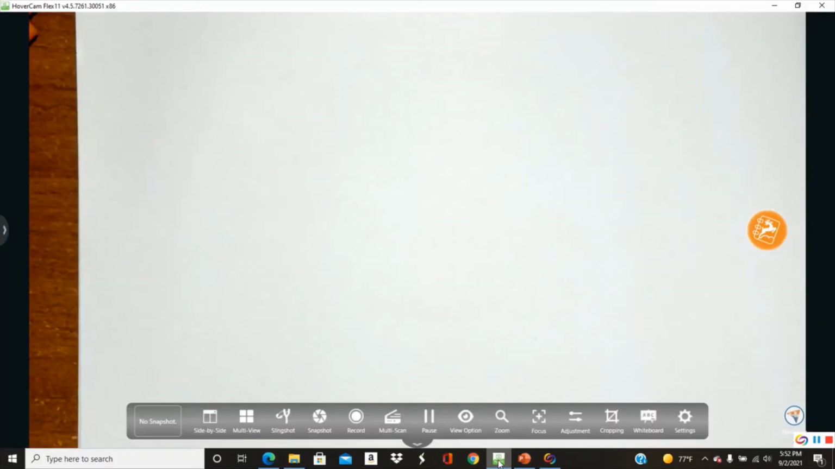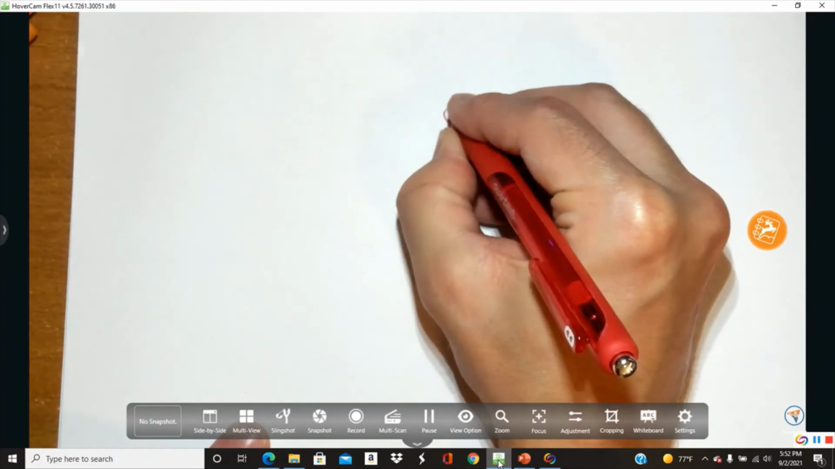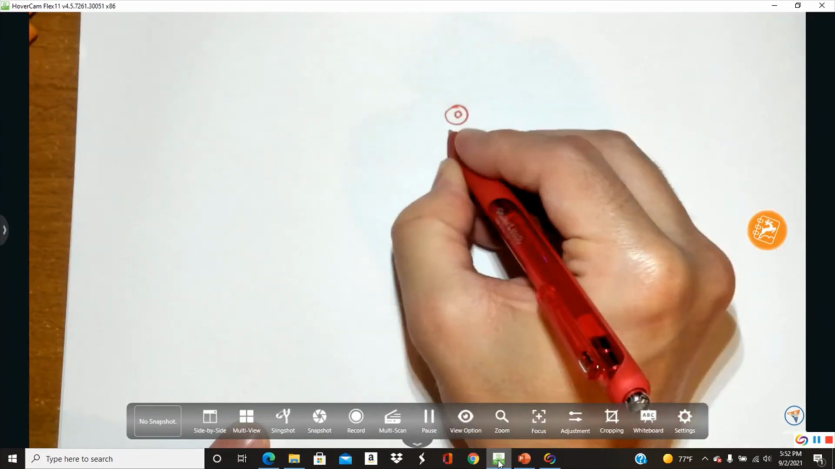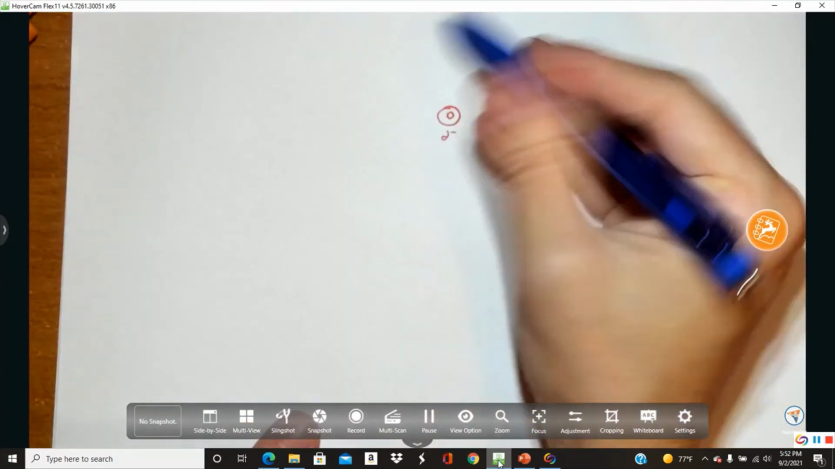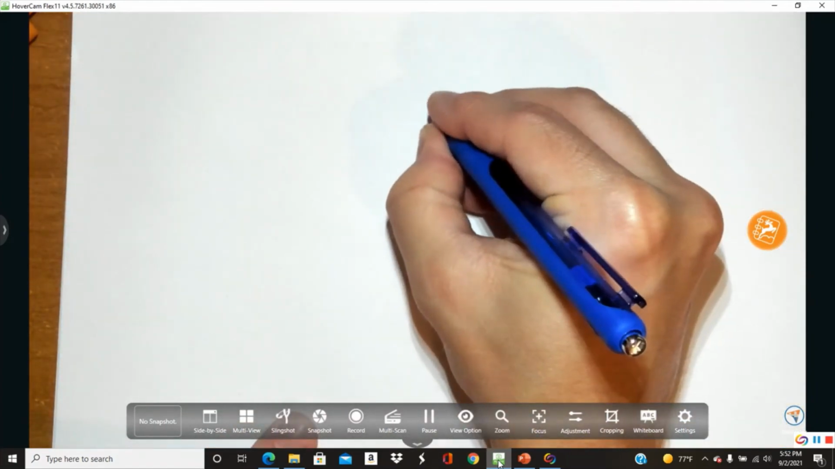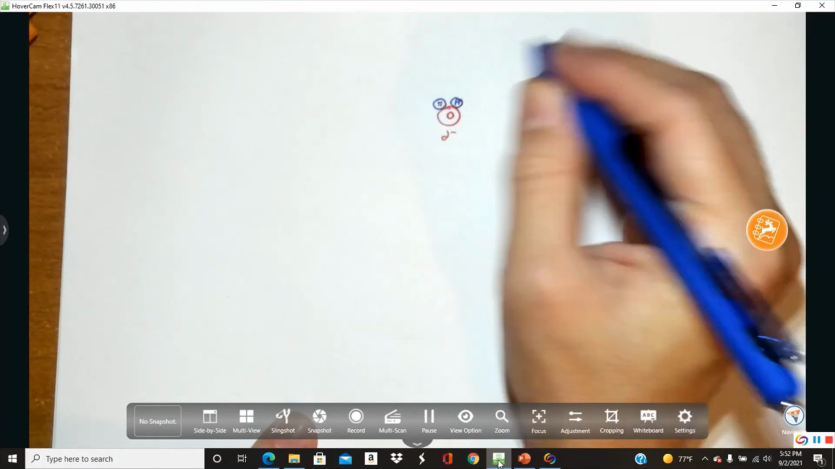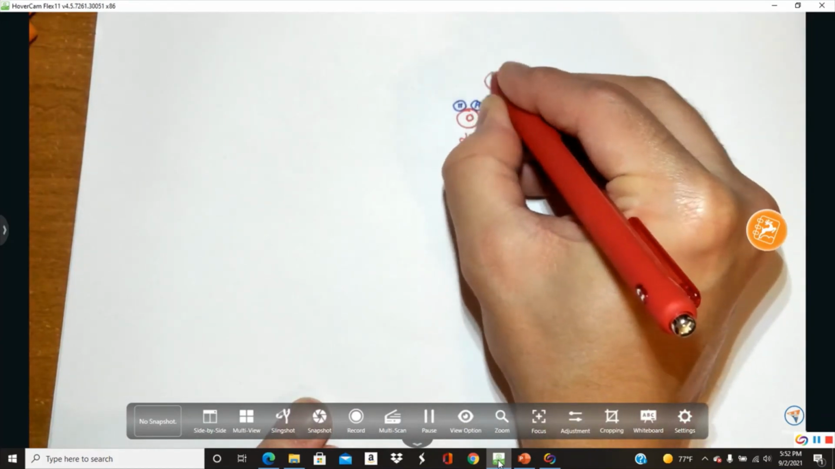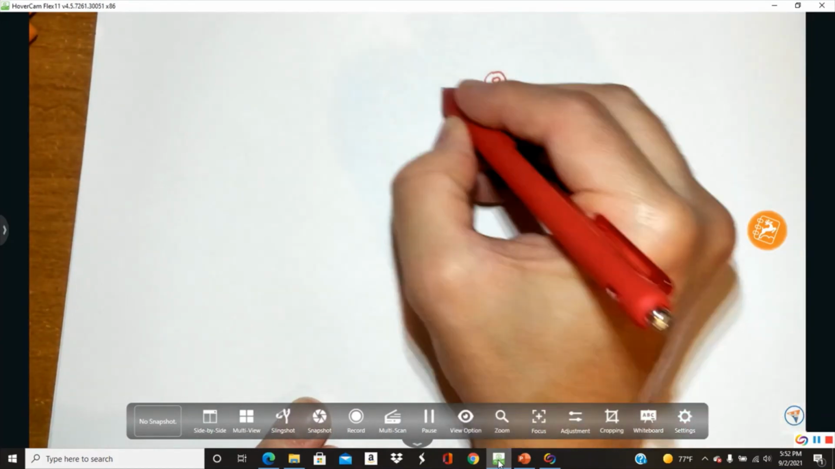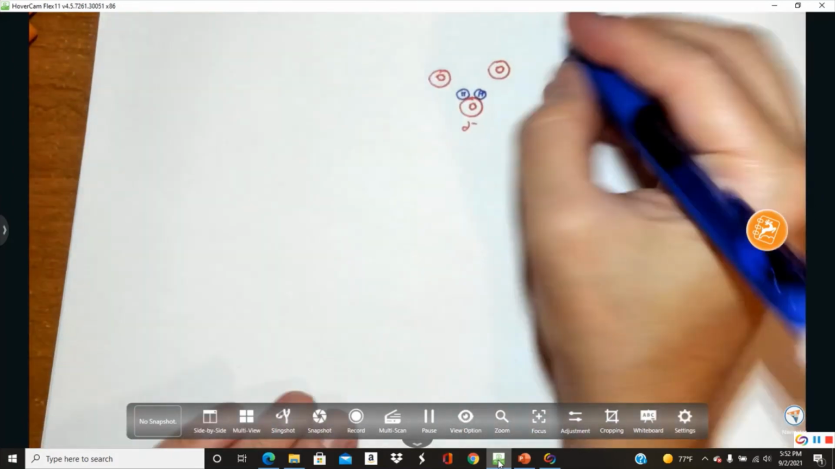As we look at a water molecule, I don't know why I drew this so small. I was probably expecting to have more that I was going to draw or something. I don't know.